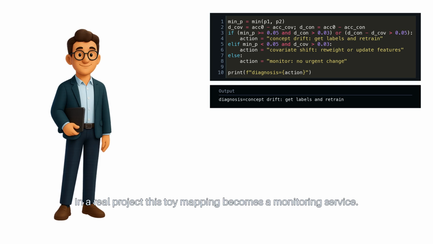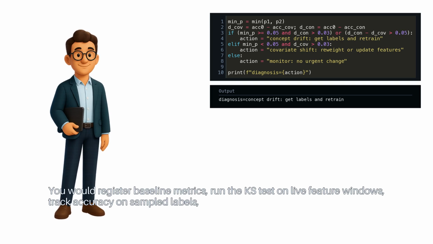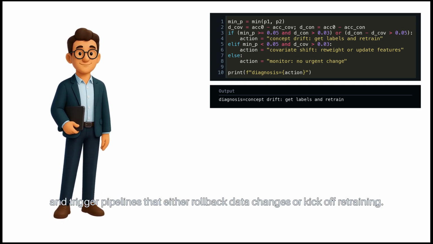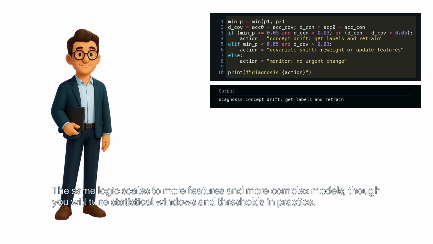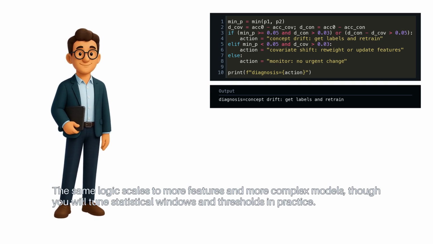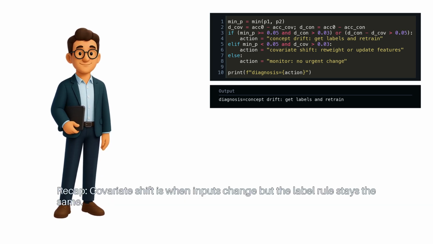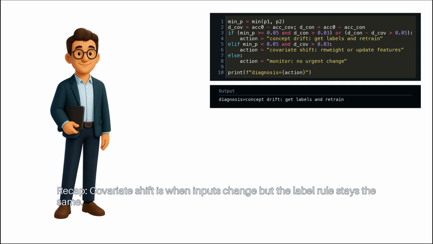In a real project, this toy mapping becomes a monitoring service. You would register baseline metrics, run the KS test on live feature windows, track accuracy on sampled labels, and trigger pipelines that either roll back data changes or kick off retraining. The same logic scales to more features and more complex models, though you will tune statistical windows and thresholds in practice. Recap: covariate shift is when inputs change, but the label rule stays the same.